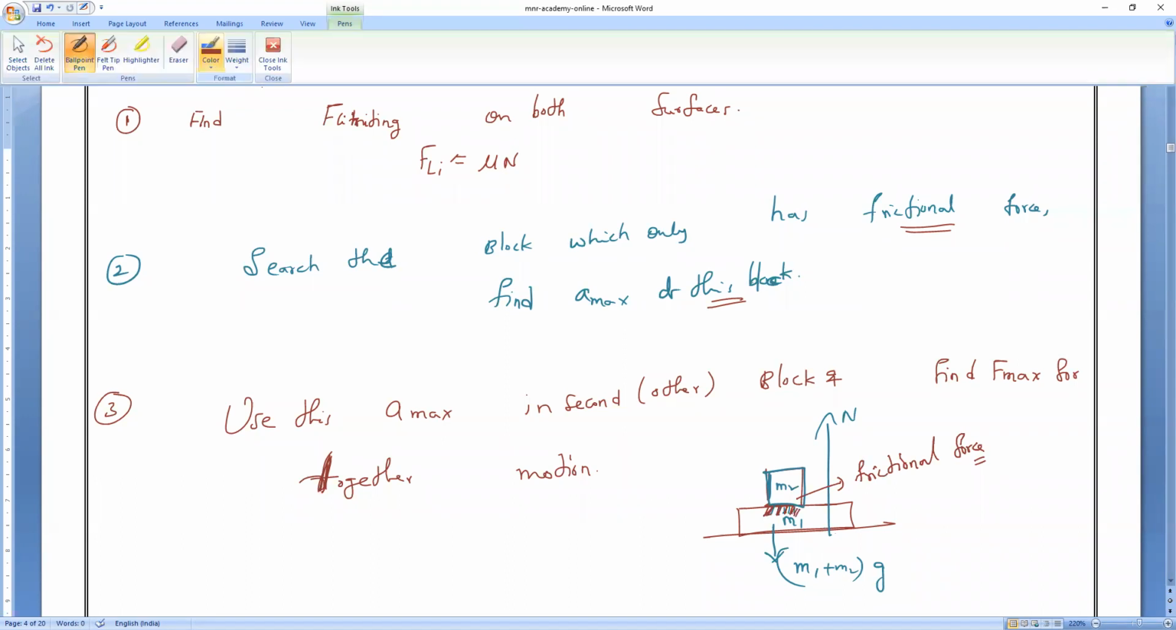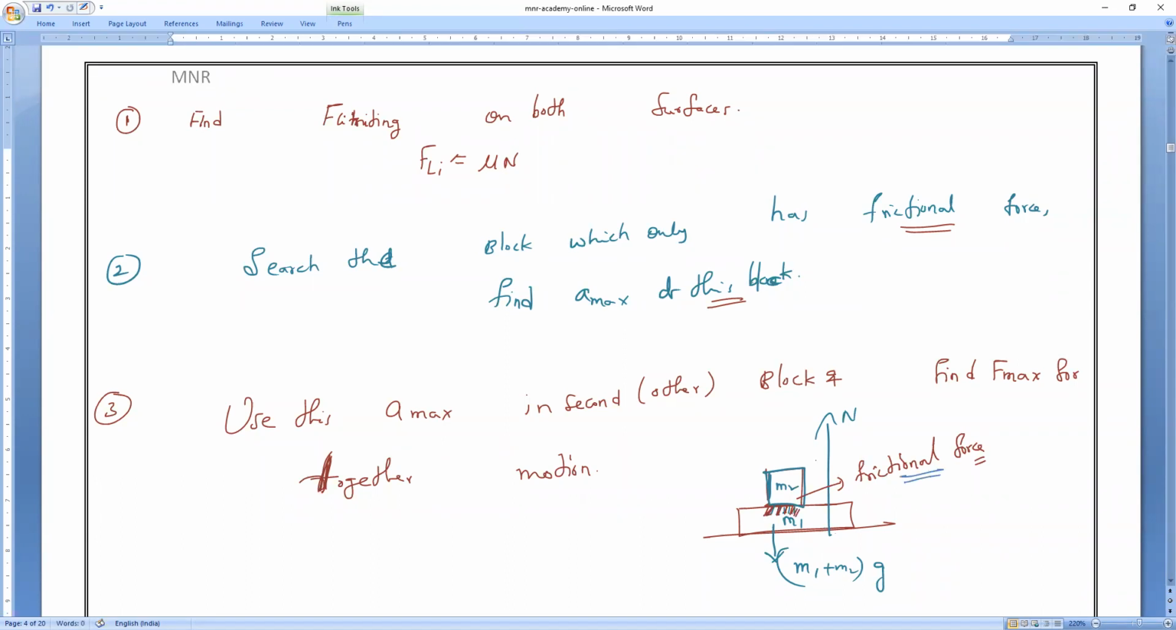Yes. And we have to identify that body and find the acceleration of that body. Apply that acceleration for the first body also. Find the maximum force for together motion. So that is what it is. Understand, all of you? Clear?